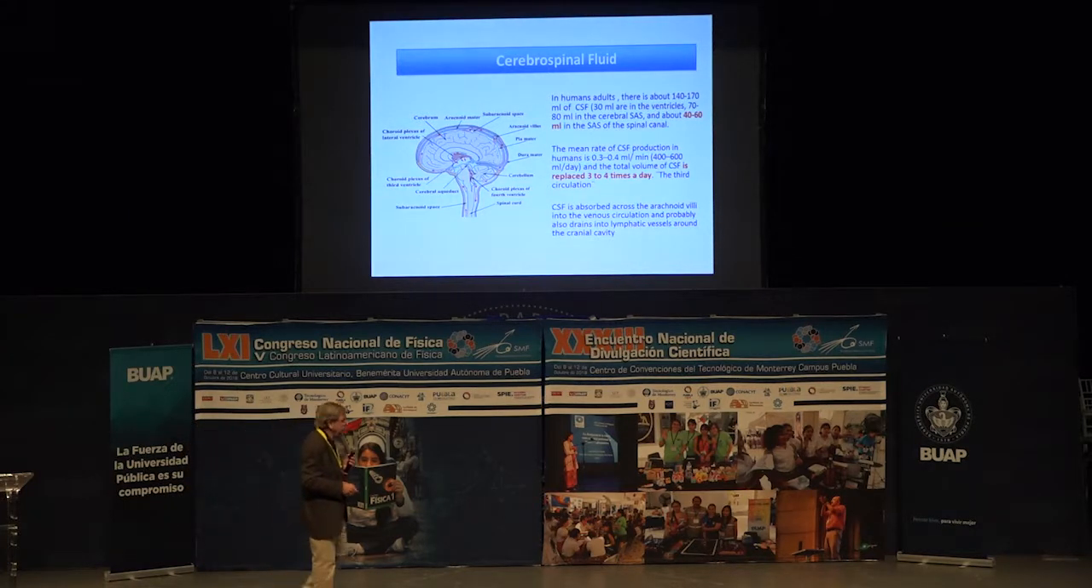So at any given time, all of you and me, we have about 150 milliliters of cerebrospinal fluid inside our system. Of that, about 30 milliliters are in these 4 ventricles, 70 to 80 milliliters are in what we call the subarachnoid space surrounding the brain, and 40 to 60 is along the spinal canal, in this subarachnoid space that separates the dura membrane from the spinal nerve, right?